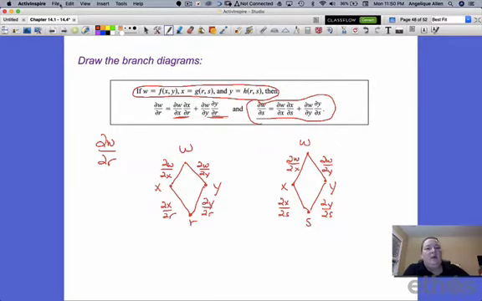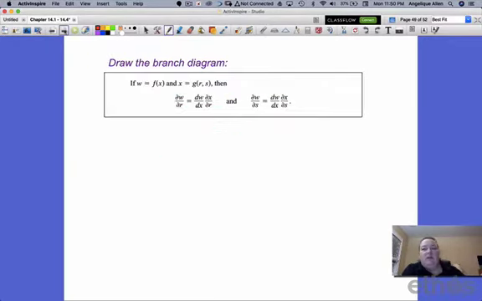Alrighty. I'm going to practice one more set over here. So if w is a function of x, a single variable, but x is a function of r and s, two variables, how does that change this? Well, we're still starting at w.